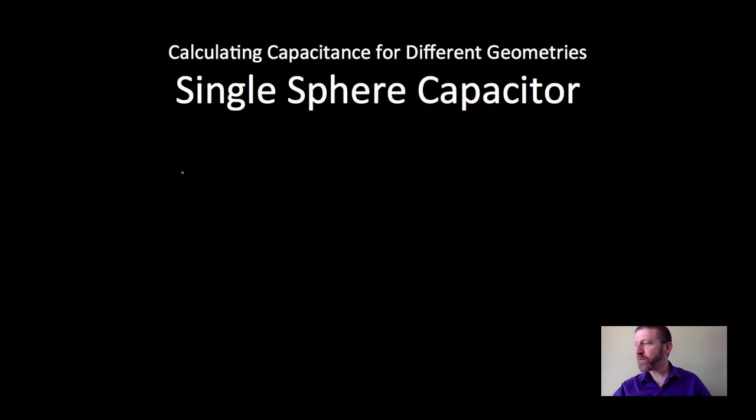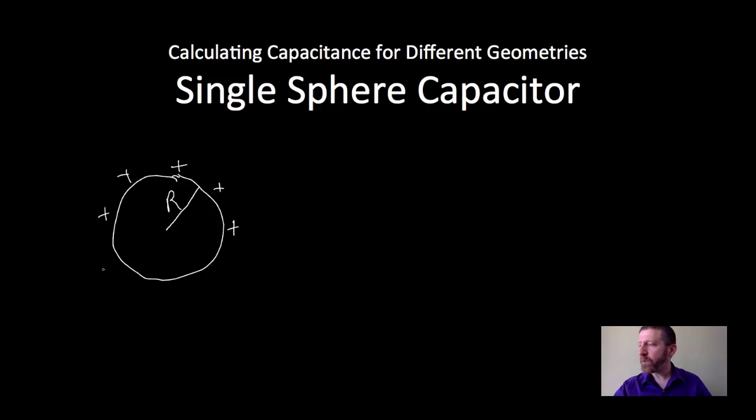So here is a single sphere capacitor. I'm just going to draw it right here. Here it is. It's a sphere. It might be a Van de Graaff generator or a conducting sphere of any kind will work. And I'm going to say it's got radius r. And so we could charge it just like we charge a Van de Graaff generator with a bunch of positive charge or negative charge. I'm going to use positive charge for my example here.